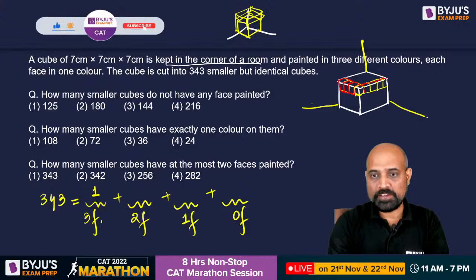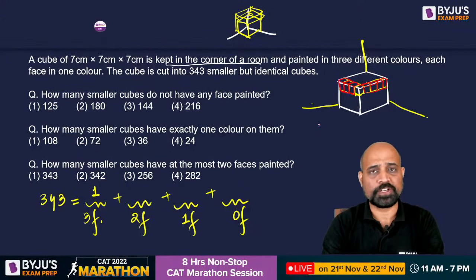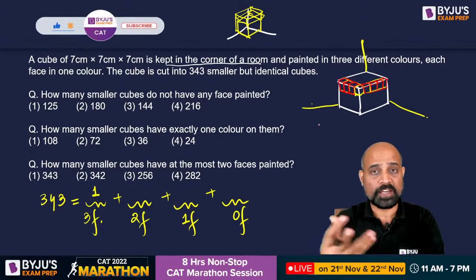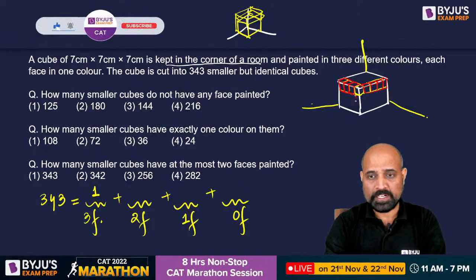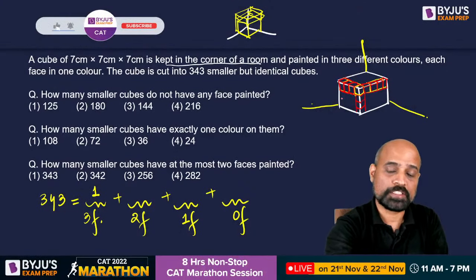So I'm drawing the figure so that you can see what is happening. In the exam, we do not actually draw such an accurate figure, and we don't worry about whether we have covered every aspect of it. If we understand what is happening, we don't even have to draw it. So these are the 3 edges where we will be finding the cubes which will have 2 faces painted.